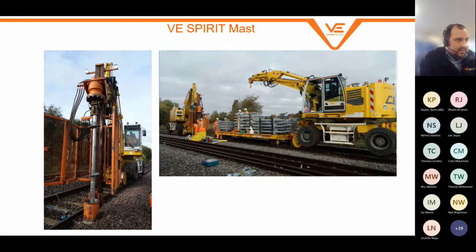So this is the typical example of where you see the spirit mast on a road railer, a second RRV with a trailer that'll be effectively running as the logistics RRV, loading the materials out to the installation team.